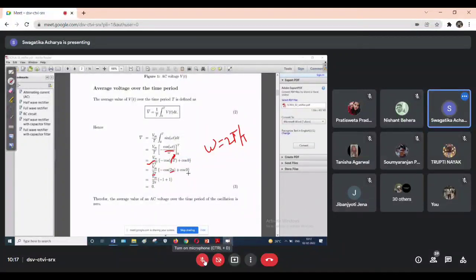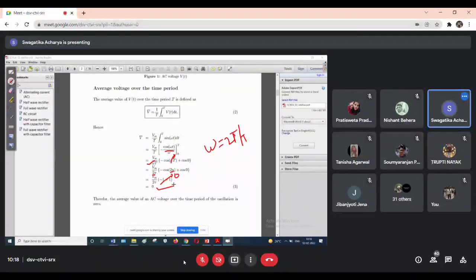Cos 0, you know that thing. Cos 0 equals 1, and minus cos 2 pi will be minus 1. So the remaining is V_m divided by 2 pi whole into minus 1 plus 1. So this will be 0. 0 into anything is 0. So therefore, the average value of an AC voltage over the time period of oscillation is 0, normally, right?